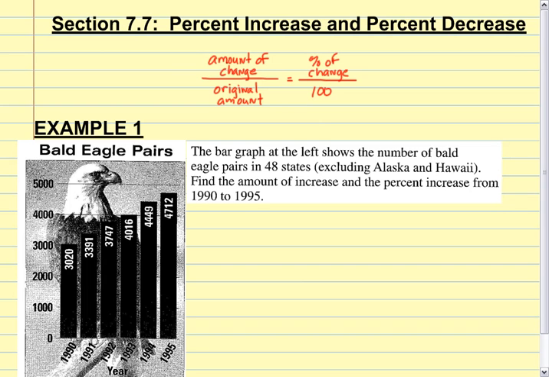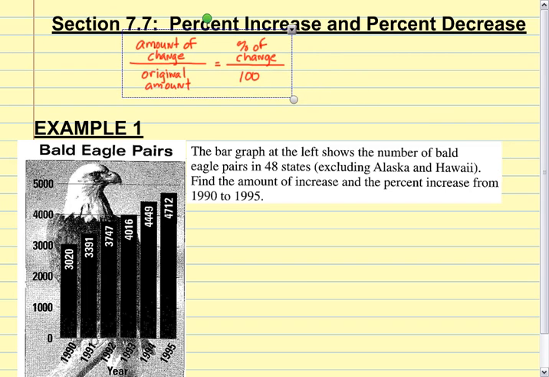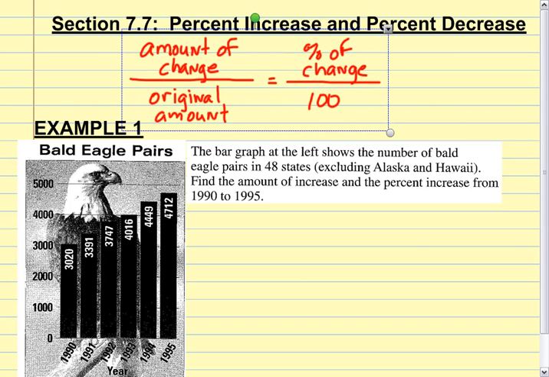Okay, folks, section 7.7, percent increase and percent decrease. Now, like I said, I think if you haven't already been doing this in science, you're going to be doing it in science. It's a very important skill. And this thing right here, very important. Make sure that you write that down.